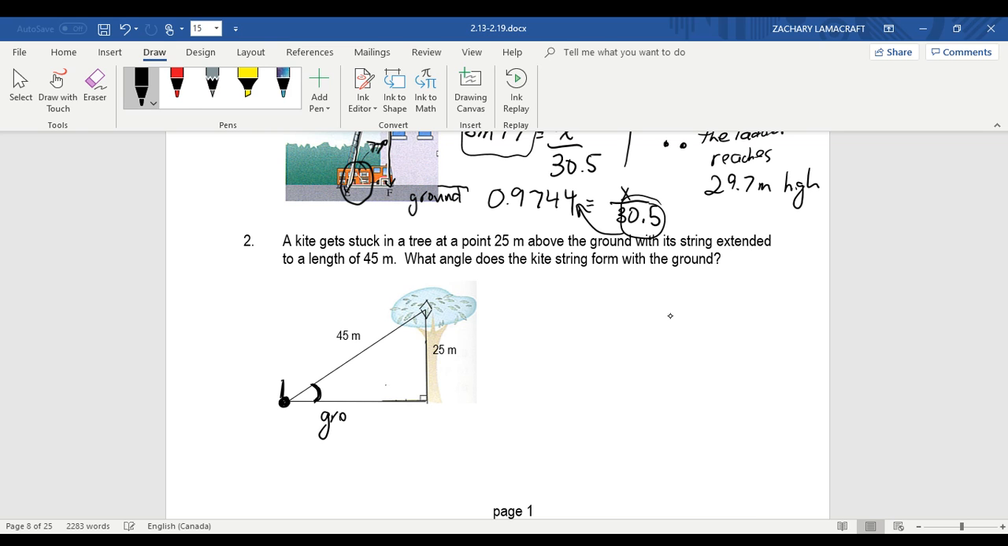So just to show you what this drawing looks like, if we had triangle A, B, and C, B to C would be our ground, A to C would be our tree, and A to B would be our string, okay? Just to give you an idea of what that looks like. Now, if this is our angle in question, because they talk about the angle the string makes with the ground, the side of the tree is 25 meters, and that's our opposite. And the side of the string is our hypotenuse.